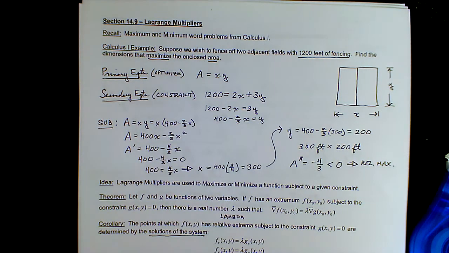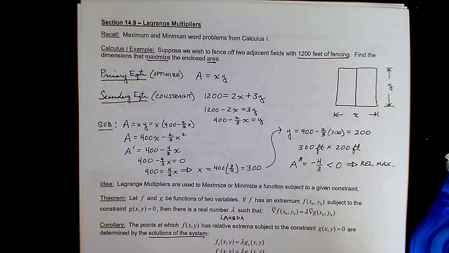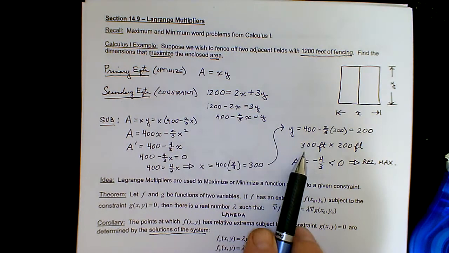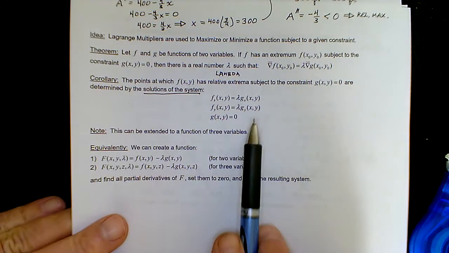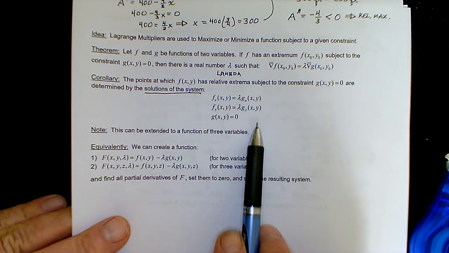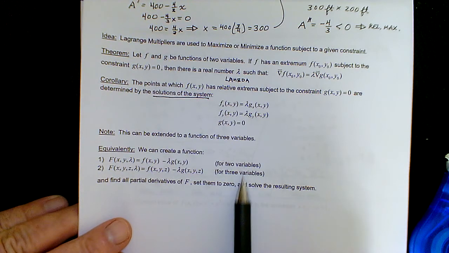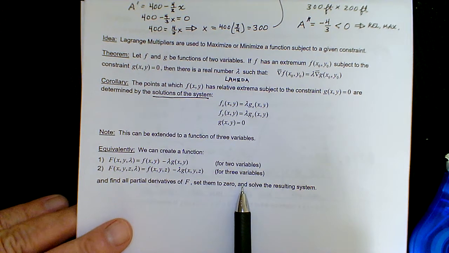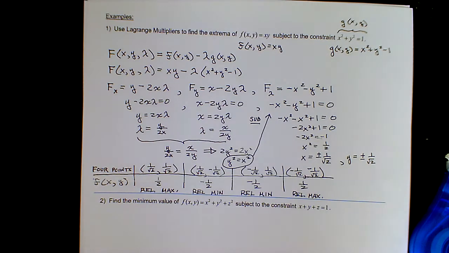Hello everyone, this is part 2 of section 14.9 Lagrange multipliers. Last time we saw the Calc 1 example of a word problem, and we saw the special theorems and procedures here for solving these multivariable word problems or constraint problems, and we did see this one example.